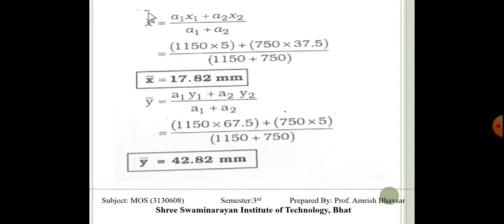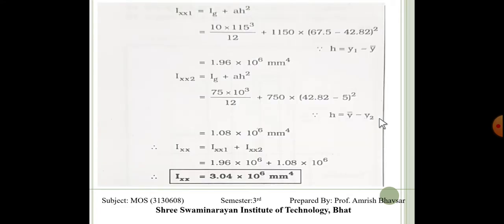Now x bar and y bar, that we can calculate: a1 x1 plus a2 x2 upon a1 plus a2. So it is 17.82, and a1 y1 plus a2 y2 upon a1 plus a2, that is y bar. So it is 42.82. Now we have all the data.